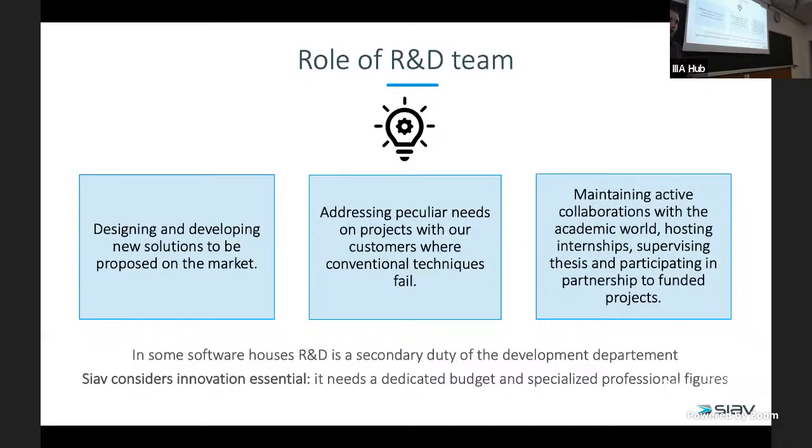In some software houses, R&D is something like a secondary duty of the development department. So it's like some part-time job, sometimes relegated to just a few hours a week, trying to find new ideas and look for new technologies. Instead, in Siav we think that innovation is essential. So we need a dedicated team, a dedicated budget, and specialized professional figures that can study and acquire the skills necessary to deal with this kind of work.